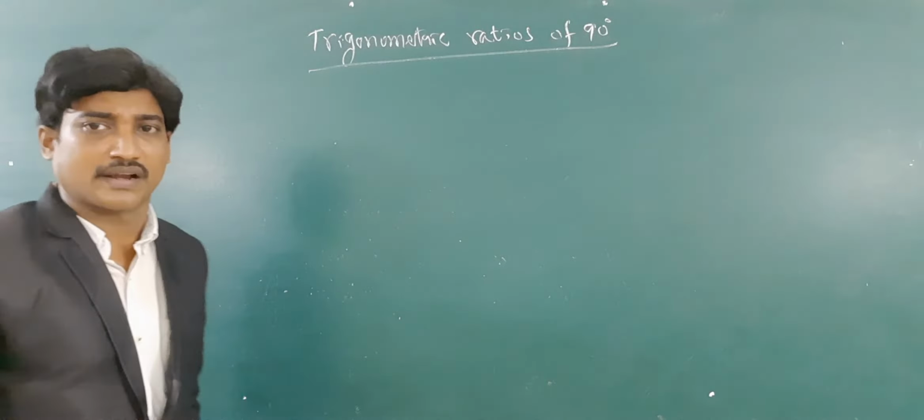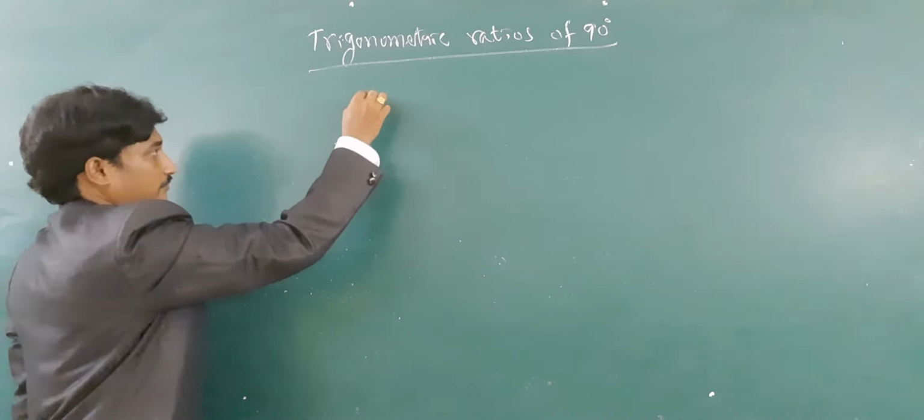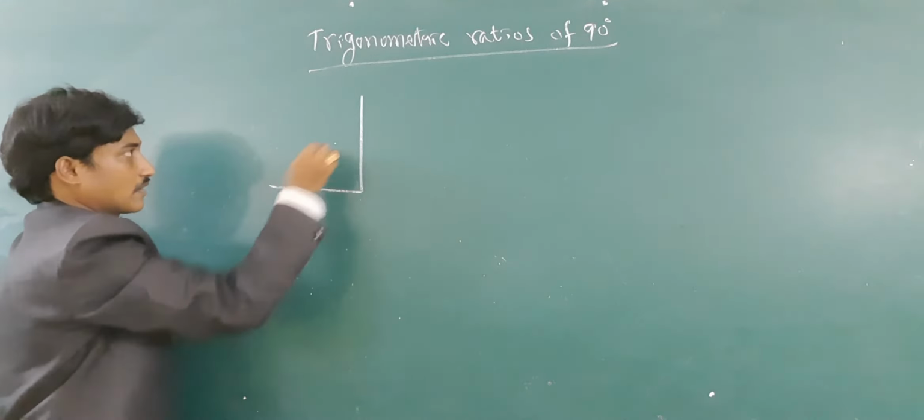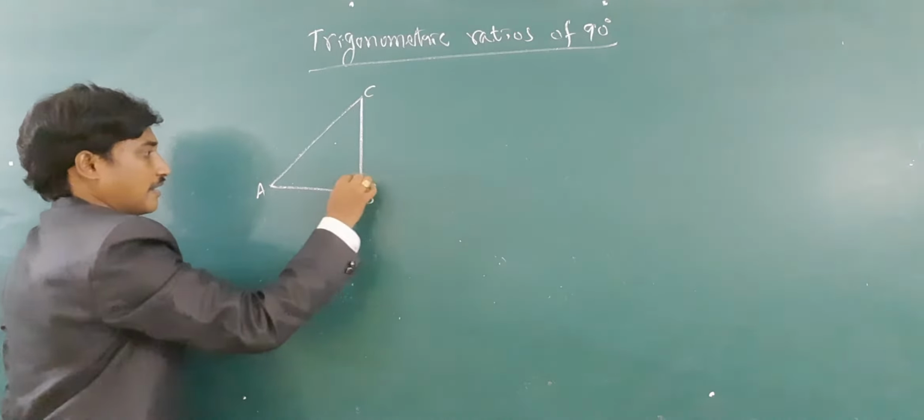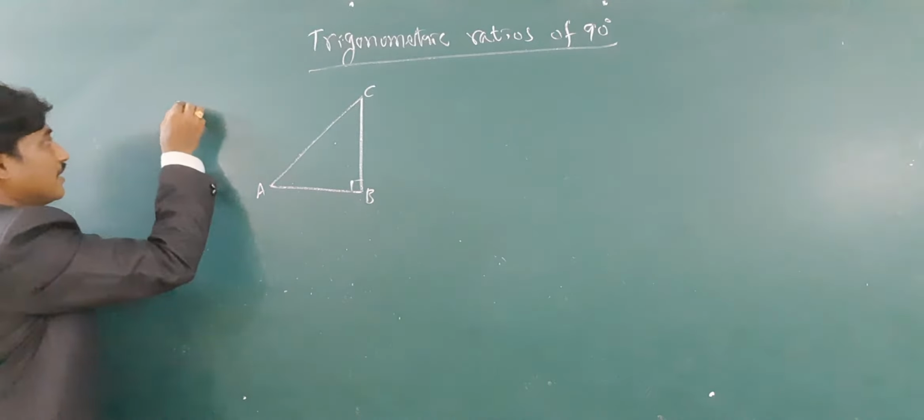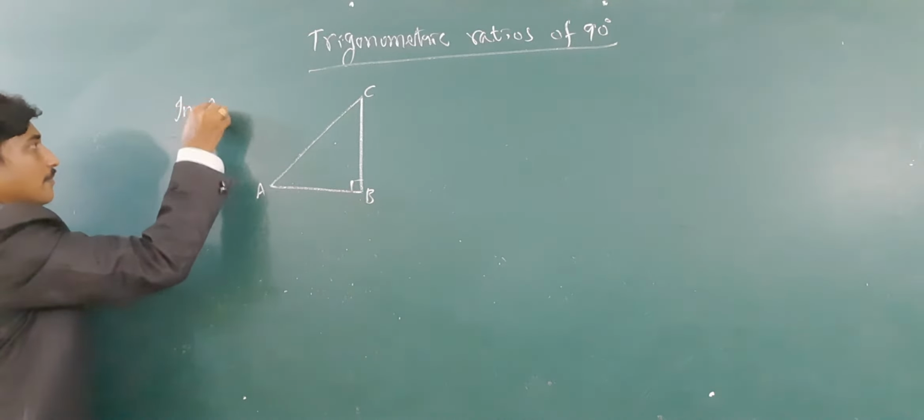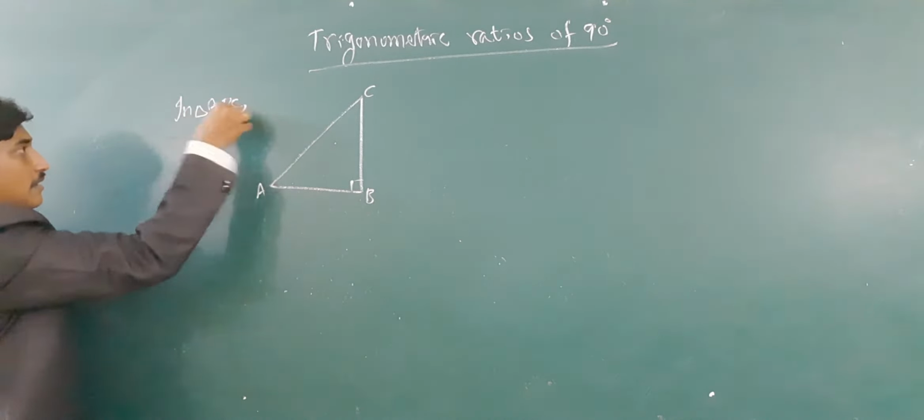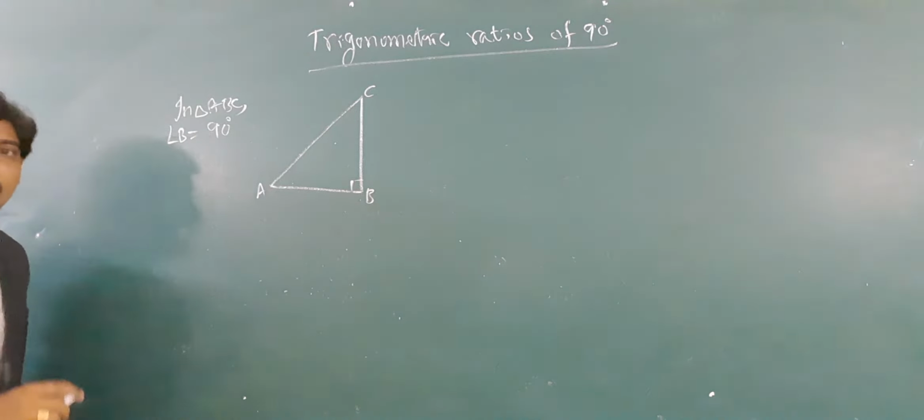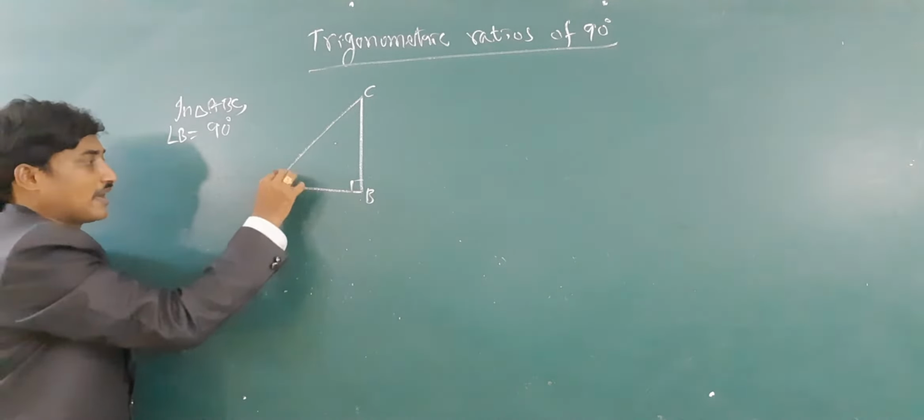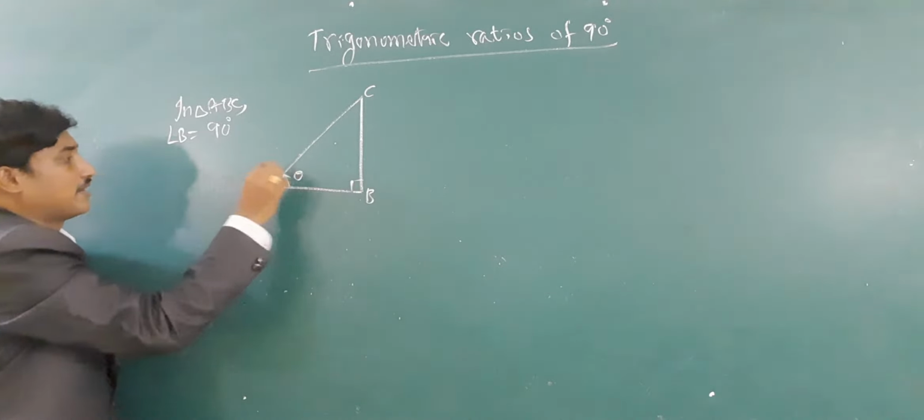Now I am taking a right angle triangle ABC. Right angle is at B. In triangle ABC, angle B is equal to 90 degree. And I am taking measure of angle A as theta.